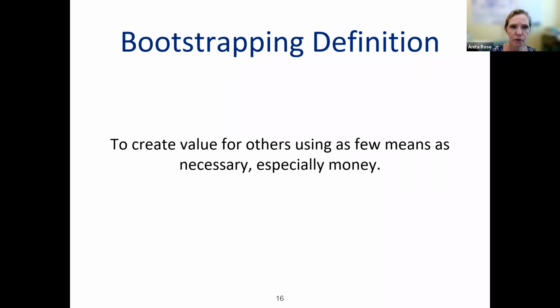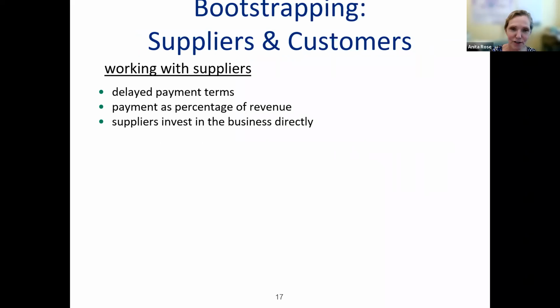I mentioned bootstrapping slightly, but here, let's talk about bootstrapping a little bit further in depth. It's creating value by, again, not using a lot of funds, right? So when you're working with suppliers, what can you do? Perhaps you can delay payment terms. You can pay as a percentage of revenue.